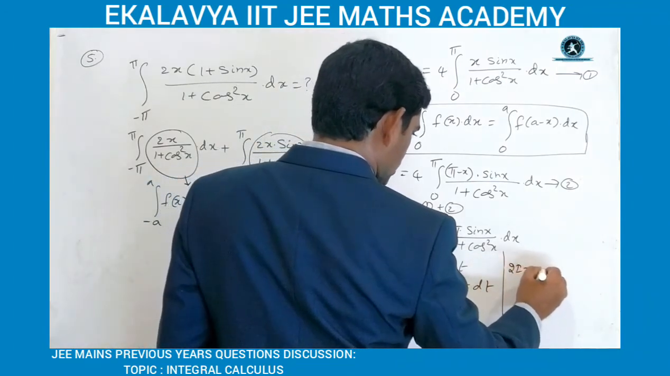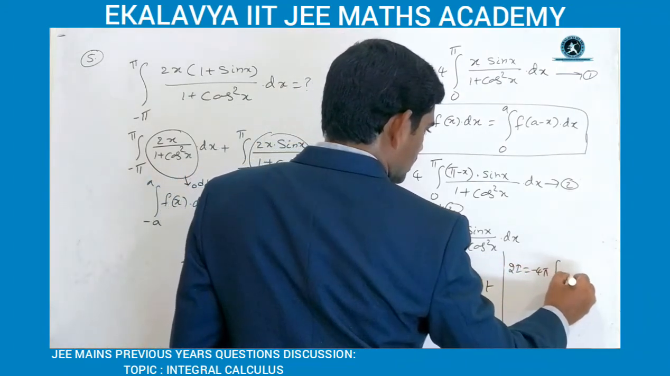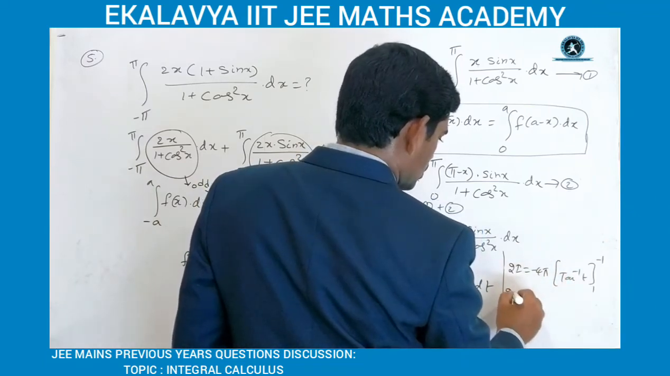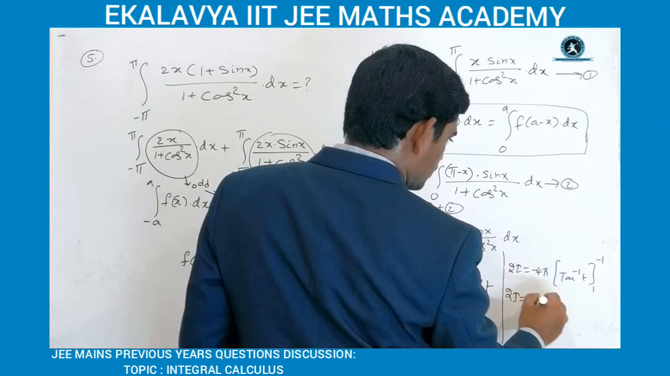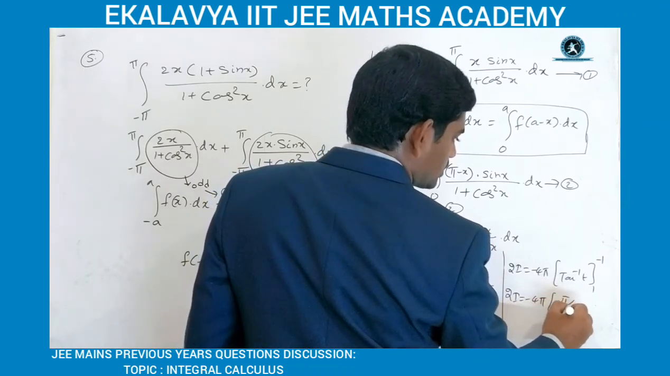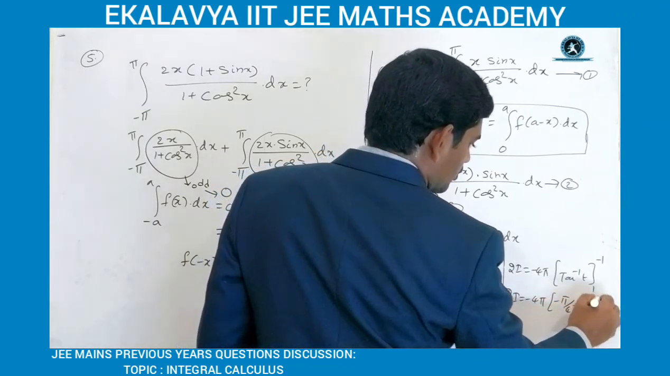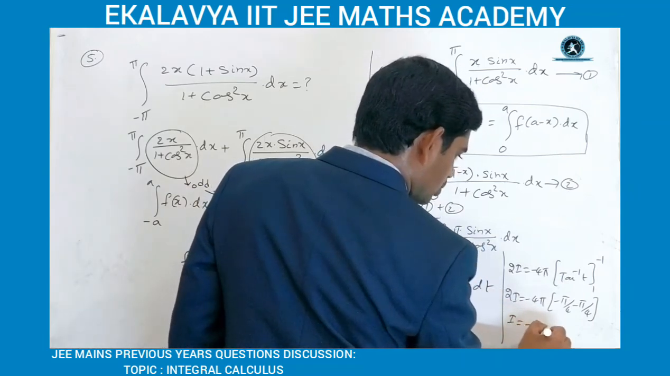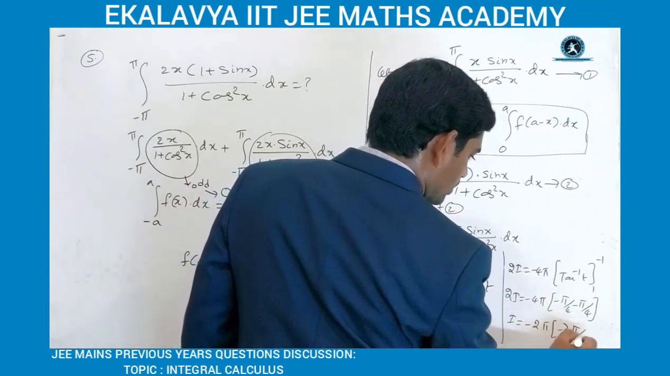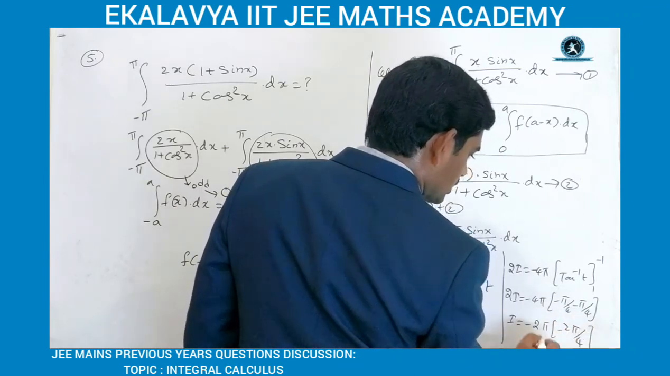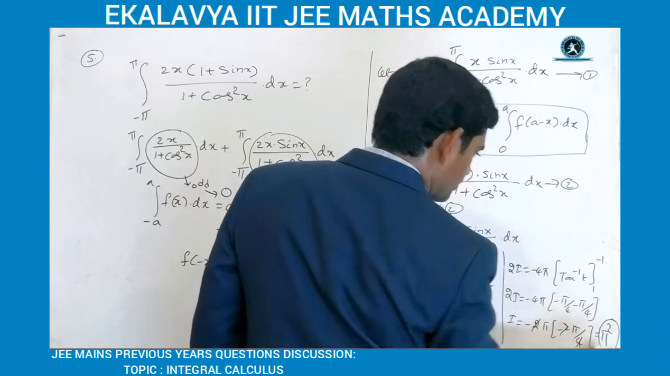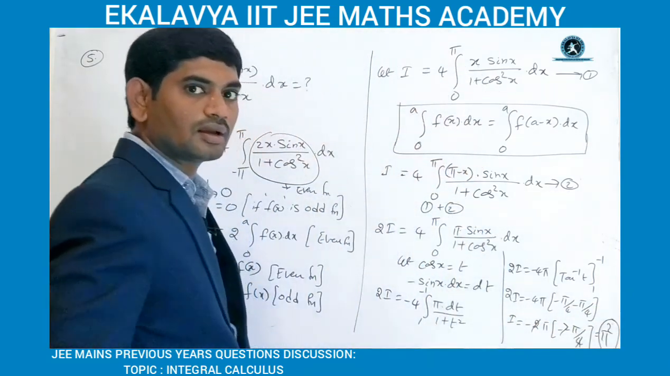2I is equal to minus 4 pi tan inverse of t with the limits 1 to minus 1. Then 2I is equal to minus 4 pi into minus pi by 4, minus pi by 4 we will get. Then I is equal to, we cancel here, minus 2 pi into minus 2 pi by 4. Then we cancel everything and finally we get pi square. So pi square is the correct answer.